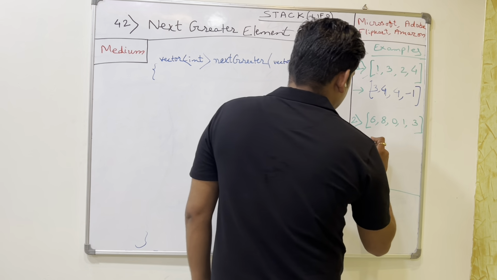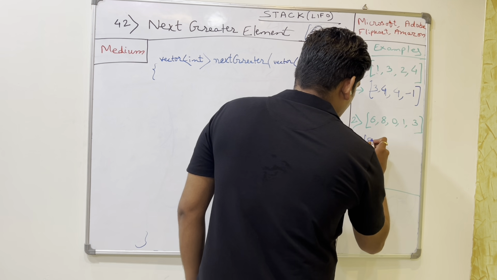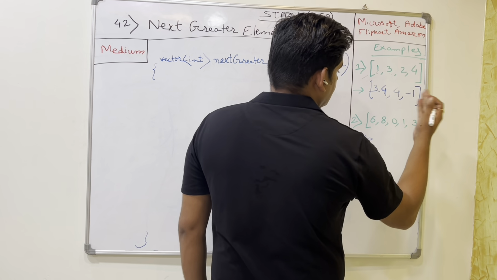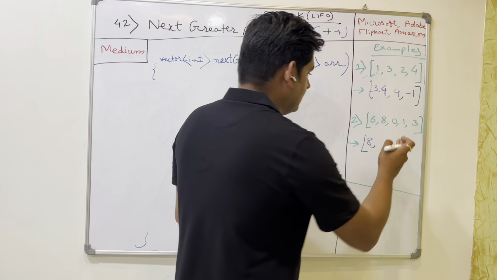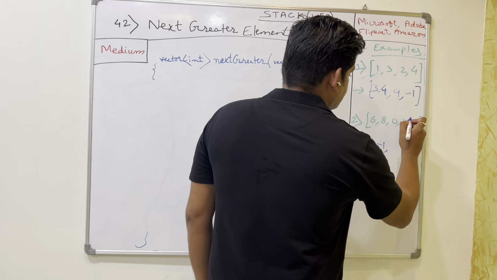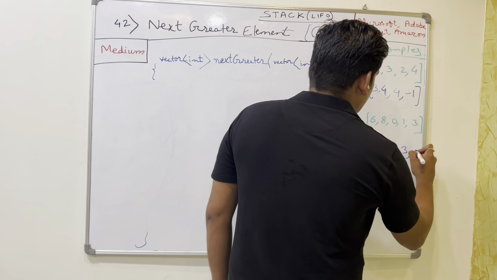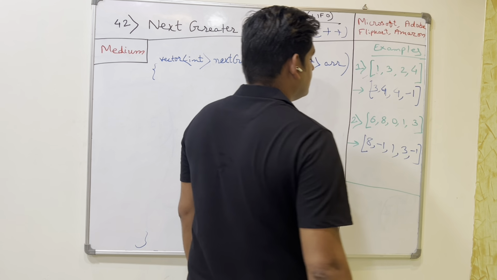So for this example, what would be the answer? What is the next greater element of 6? 8. What is the next greater element of 8? There is no next greater element of 8 in the right direction. So we will have -1 for 8. For 0, the next greater is 1. For 1, the next greater is 3. And for 3, we don't have any next greater element. So this is -1.